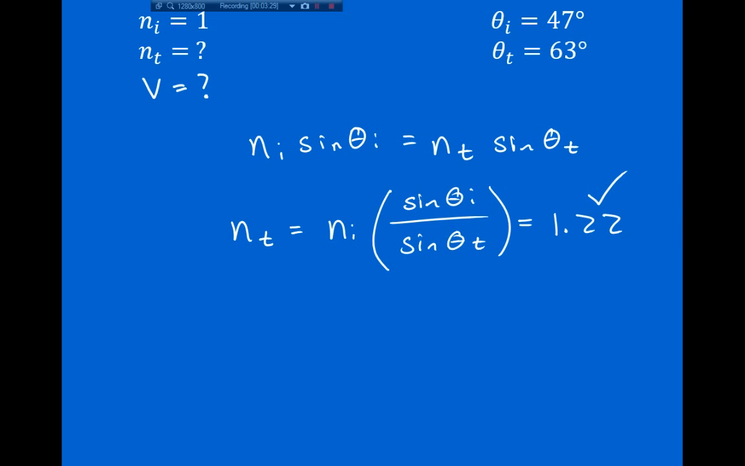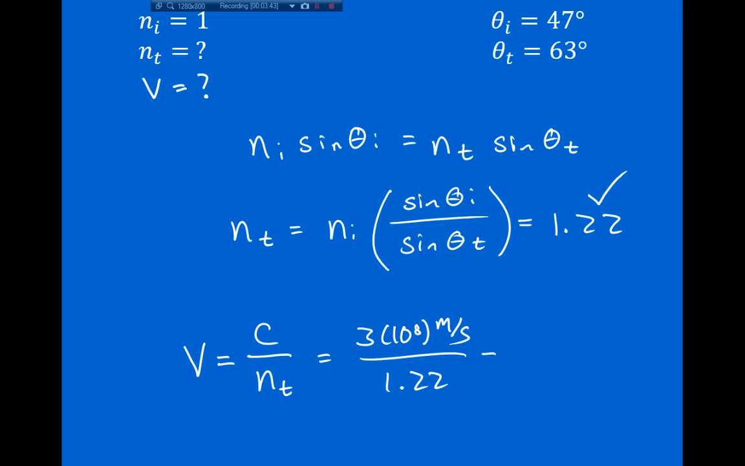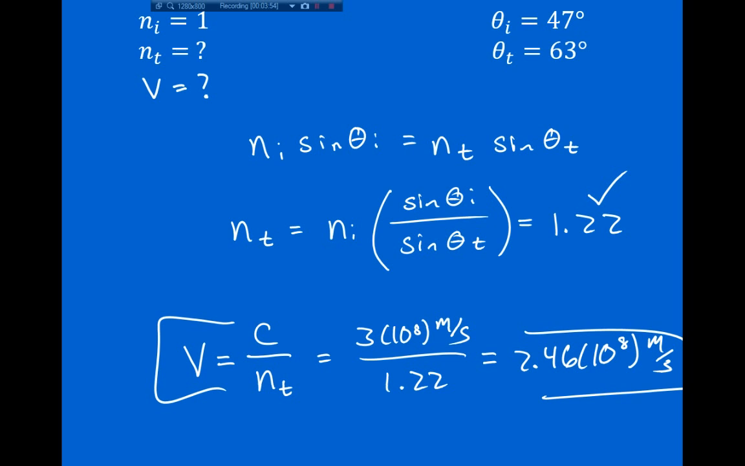Now, the speed of light inside a material is equal to the speed of light in vacuum divided by the index of refraction. So if I plug this number into here, so we have 3 times 10 to the 8 meters per second divided by 1.22, and if we plug this into a calculator, we get 2.46 times 10 to the 8 meters per second. So that was how fast light was traveling inside the glass.